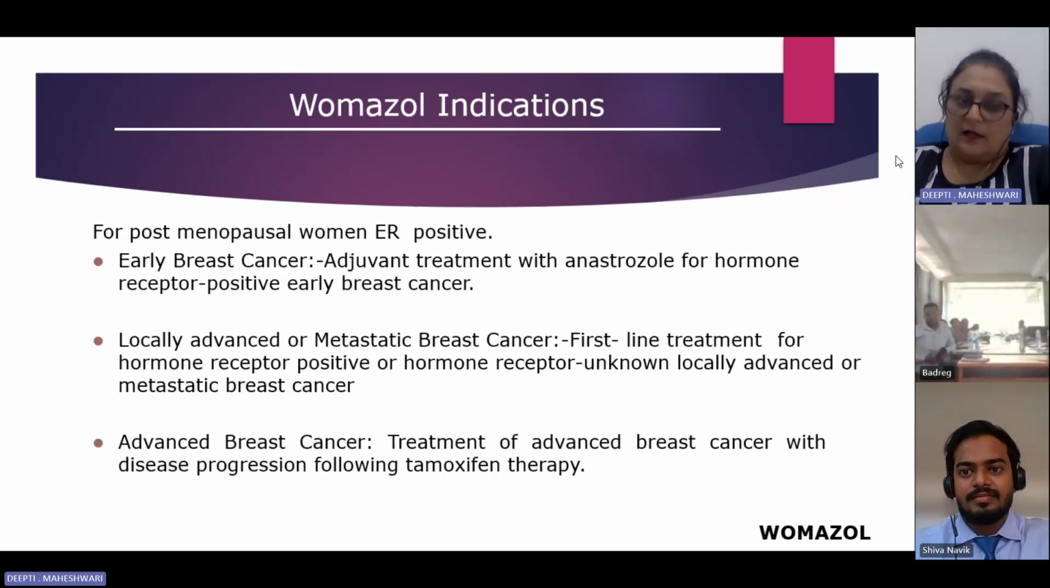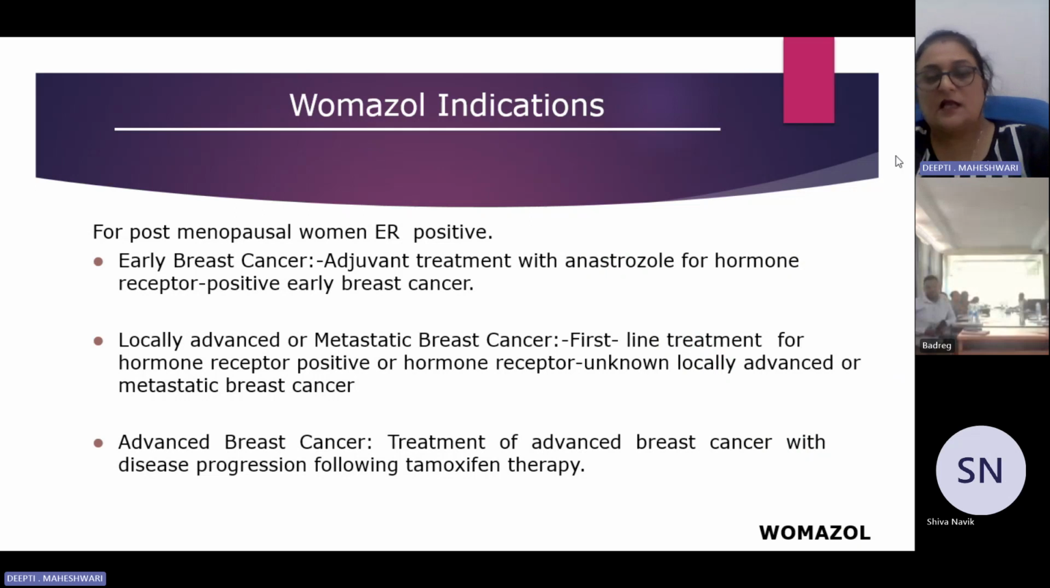So fine, Vomazole, we know the mode of action. The indication is that it can be used for early breast cancer, that means in adjuvant treatment, where the patient is in the early breast cancer stage and has undergone surgery. So immediately after surgery, patients can be put on it. Locally advanced or metastatic breast cancer means the disease has spread locally to nearby tissue or has metastasized. There also it can be given. First line treatment for hormone receptor positive or hormone receptor unknown, locally advanced or metastatic breast cancer.